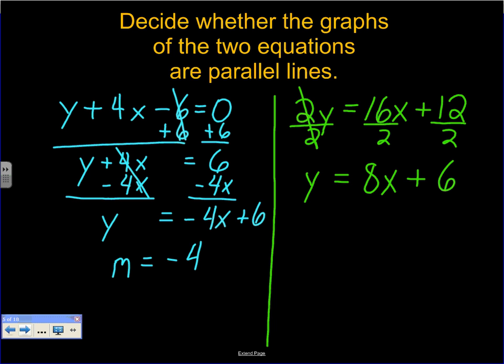So if we're looking at y equals mx plus b, we have it in slope-intercept form. Slope in this case is 8. Slope on the left side is negative 4. The slope on the right side is positive 8. Those are not the same numbers. So those two lines that we originally started with are not parallel.